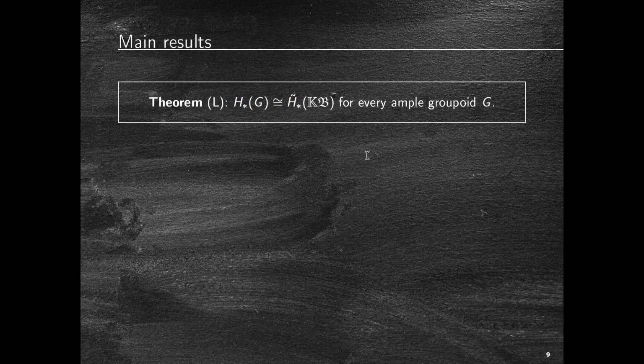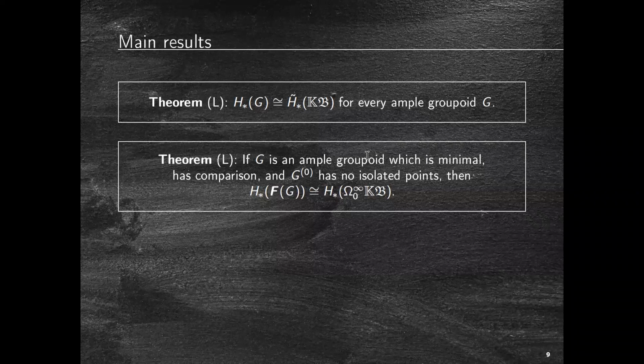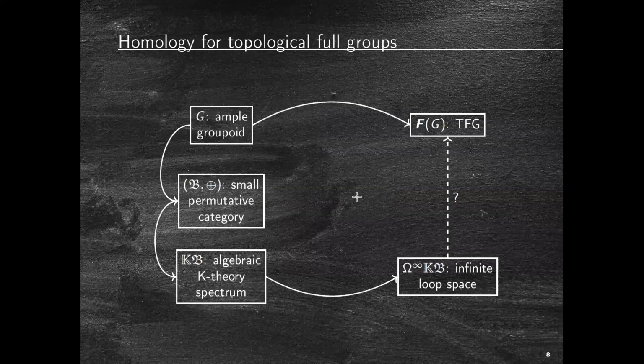And then a second result, which holds only under some conditions that I will explain in a minute, says that the group homology of the full group can be identified with the homology of this infinite loop space. Essentially, I have a 0 here to indicate that I just look at the component of the base point for this infinite loop space. Now, this is really the reason we're going this roundabout way: the K-theory describes groupoid homology, and this infinite loop space describes the group homology of the full group.